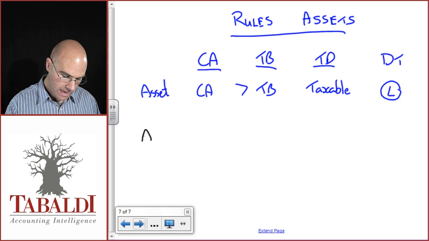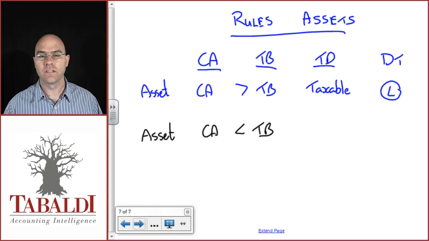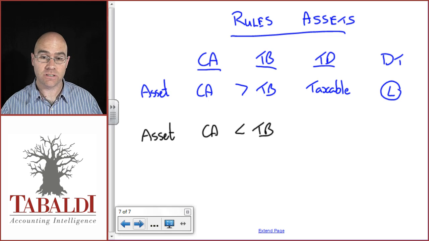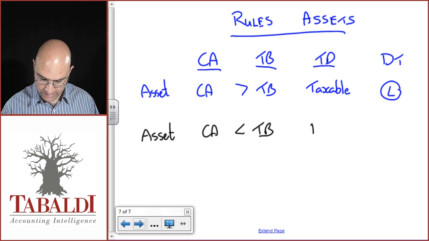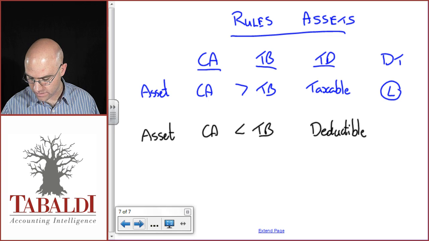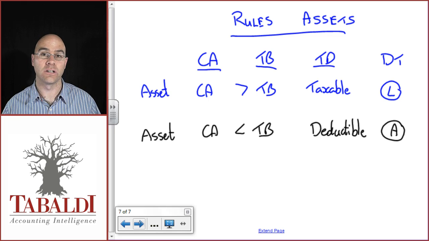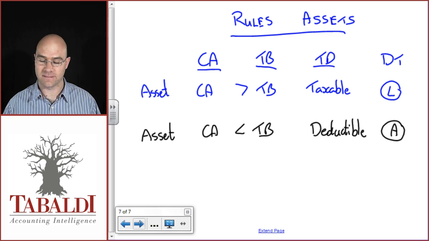Conversely, if the asset has a carrying amount that is smaller than the tax base, it's going to result in a future tax deduction, therefore a deductible temporary difference, and a resulting deferred tax asset. And that's conceptually sound. A future tax deduction is a future economic benefit, therefore it's an asset.